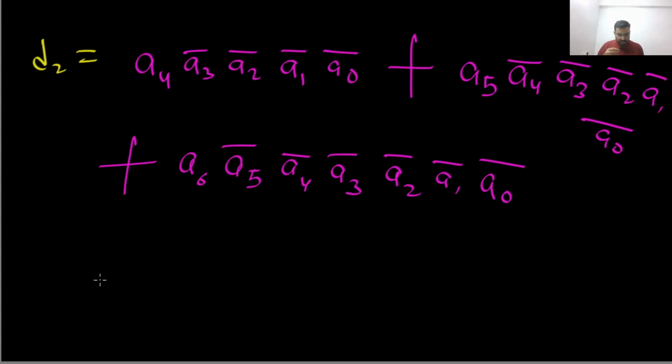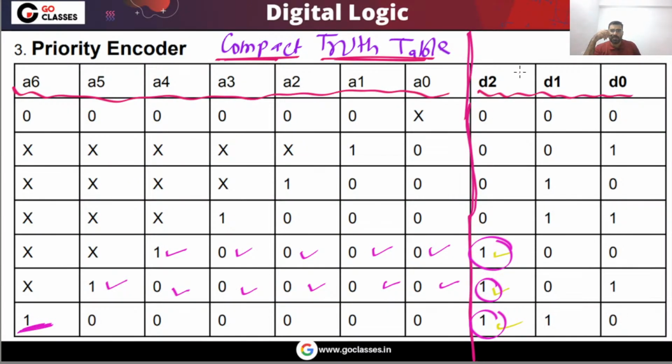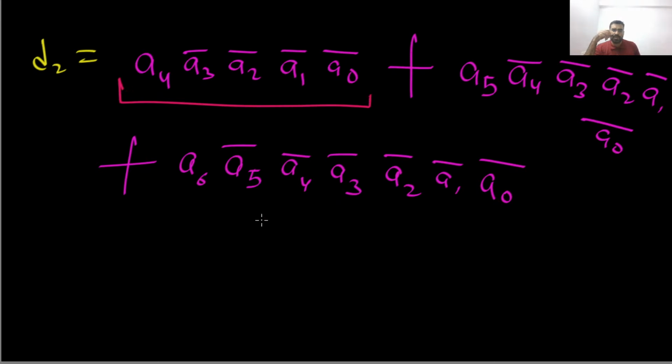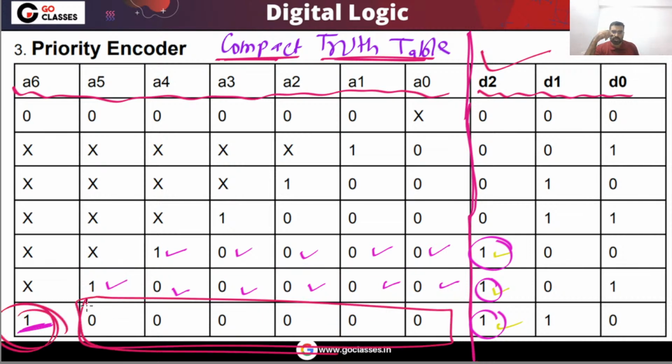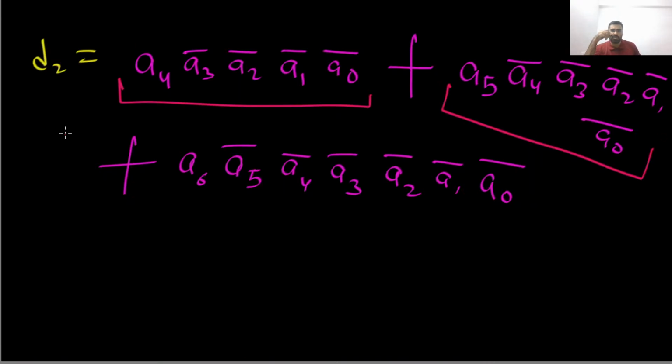So like this you can create the equation, correct? Is this clear? Remember, D2 is 1 in the situation that A4 must be 1 and the others must be 0: A4 must be 1 and A3, A2, A1, A0 must be 0. Similarly A5 must be 1 and these must be 0, and A6 must be 1 and these must be 0. So finally your equation for D2 will be this.